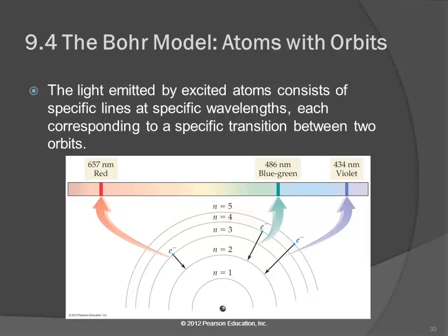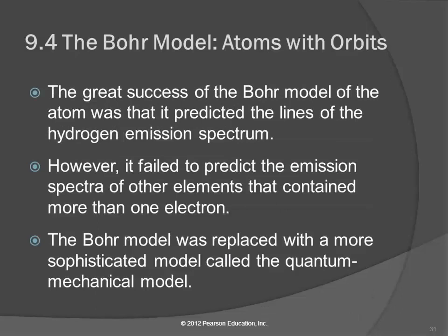So from looking at the lines, they were able to calculate the energies of the electrons in these different orbits. And it was really cool, and the math all worked out great for the hydrogen atom. The hydrogen atom is the simplest atom. It has 1 proton and 1 electron. It's very, very simple. And this worked out great for that, and it was awesome. It predicted the lines of the hydrogen emission spectrum. It explained it. It was beautiful.